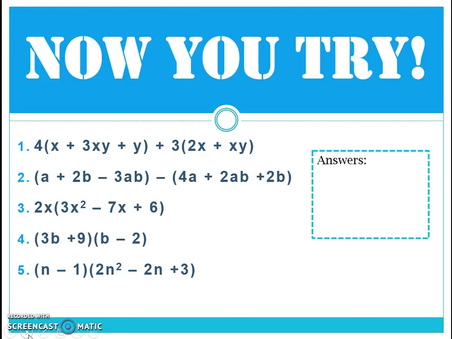Now you try. Pause the video and try each of the problems. As you try them, check your answers by hitting play. Then hit pause and do the next problem.